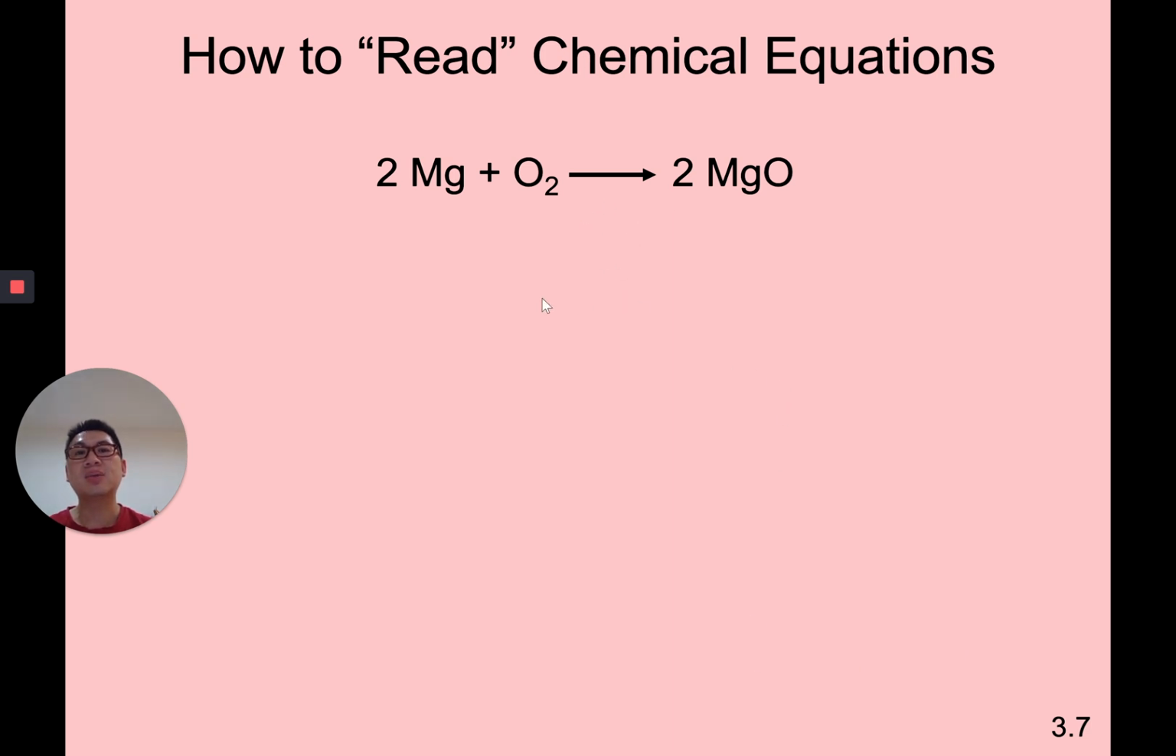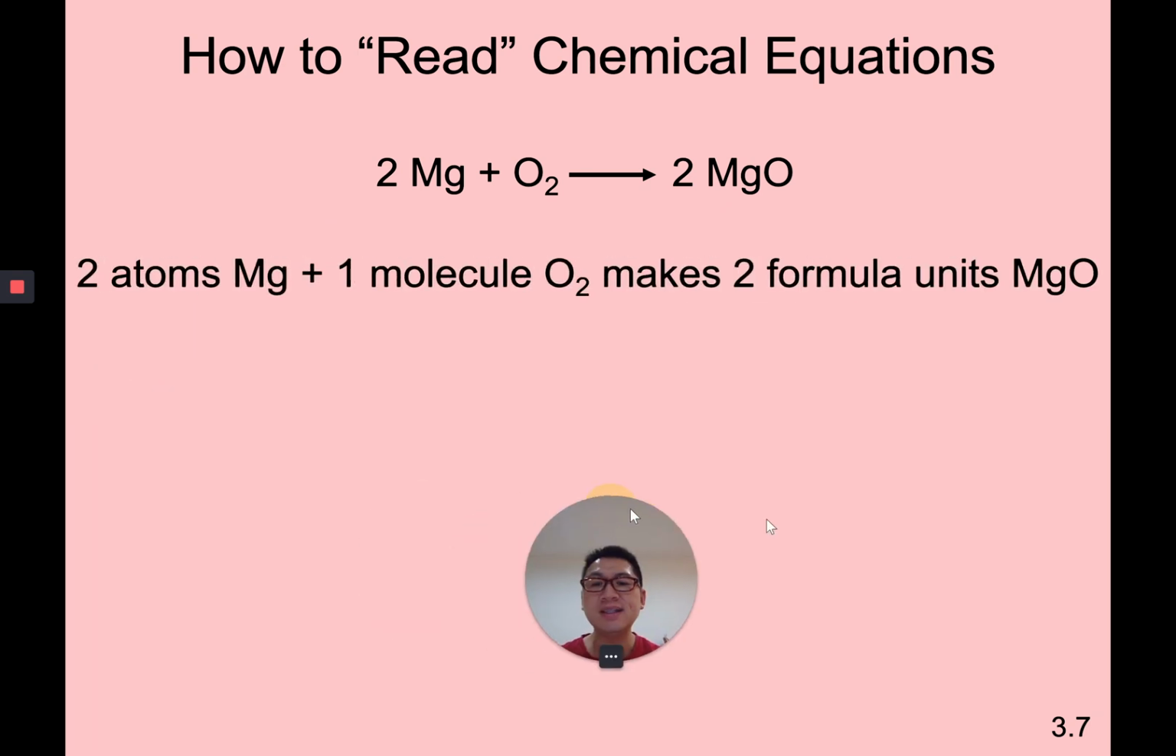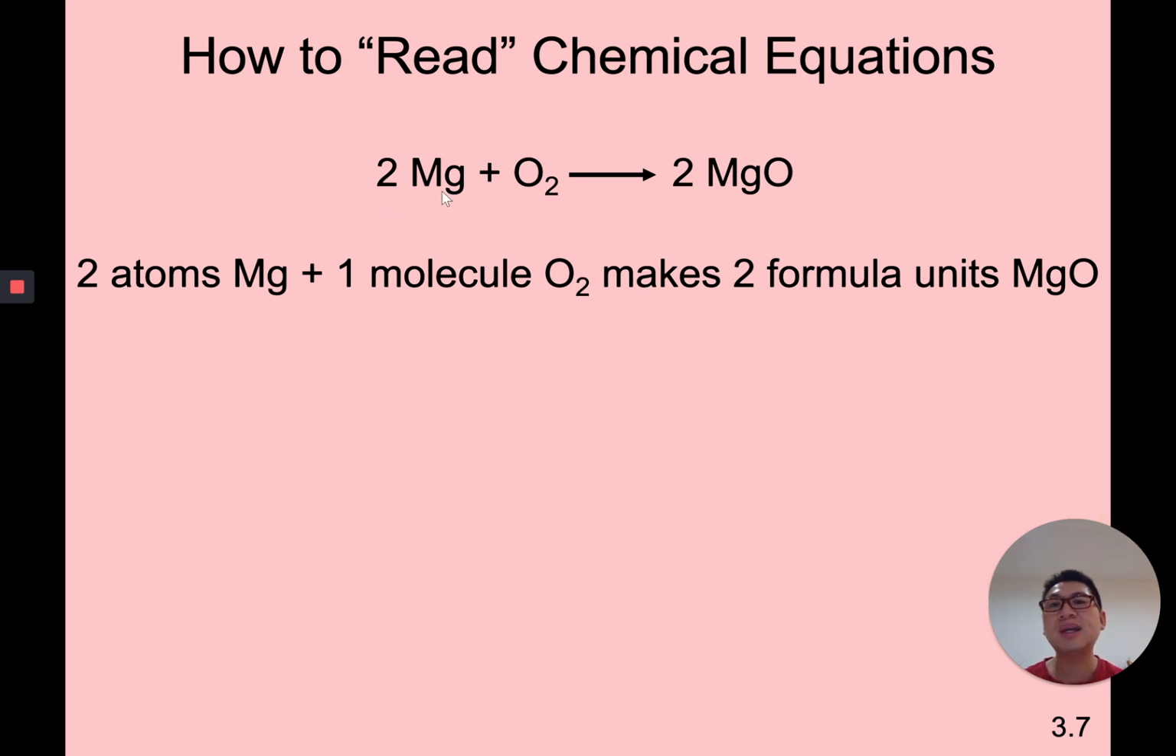Okay, so how do we read a chemical equation? I know on the left side are my reactants, and on the right side of my arrow I have my products. But there are multiple ways I can read this equation. One way is right there. It says 2 atoms of magnesium, 1 molecule of oxygen makes 2 formula units of magnesium oxide. Technically, magnesium oxide is ionic. Ionic things we don't call molecules because they're not technically molecules, so we say formula units. But if you call that a molecule, for the point of this, fine.